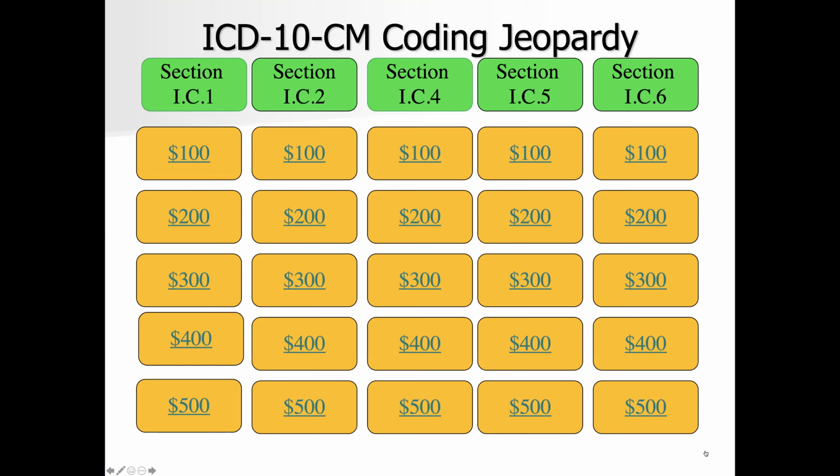All right, so the winner is Destiny by 200 points. Oh, wow. By 200 points. But you both are winners, and you both will be receiving a copy of the ICD-10-CM coding concepts.